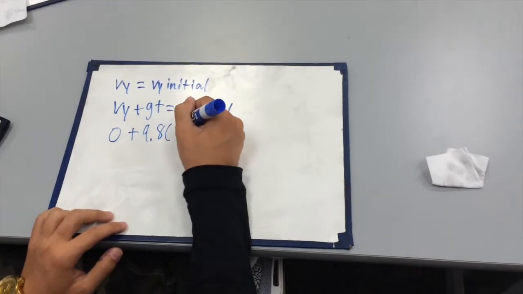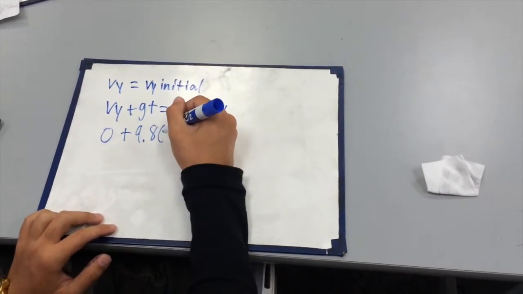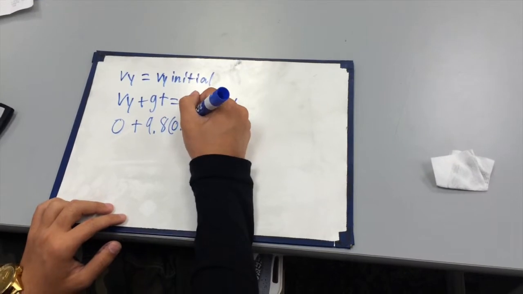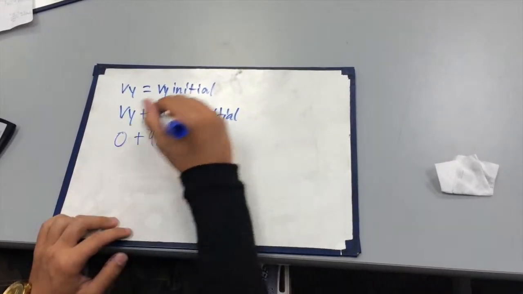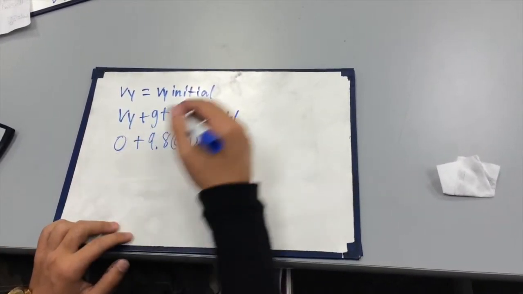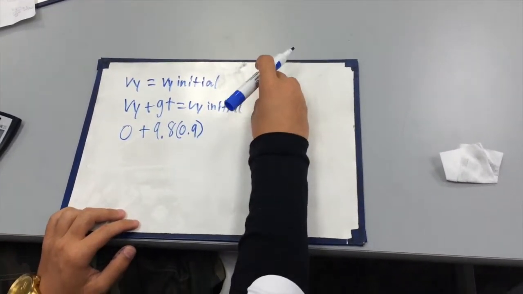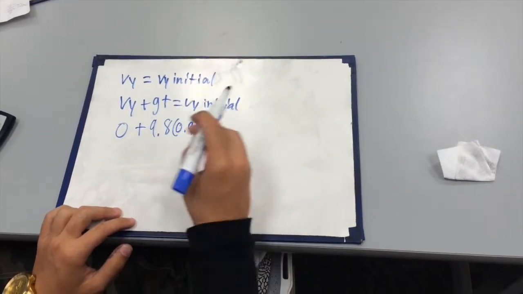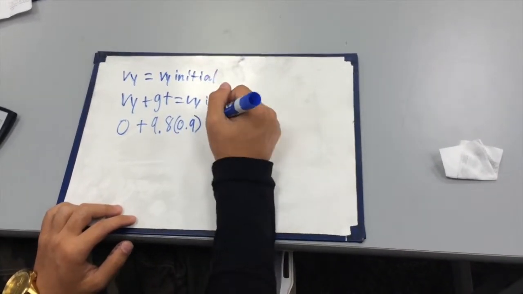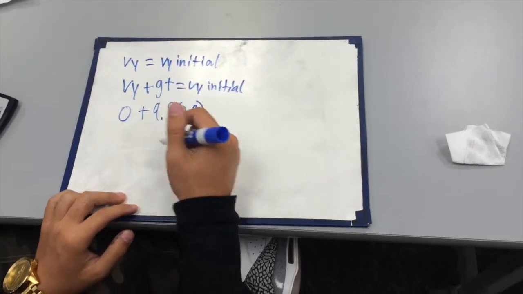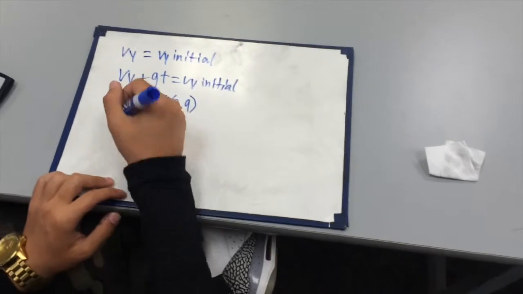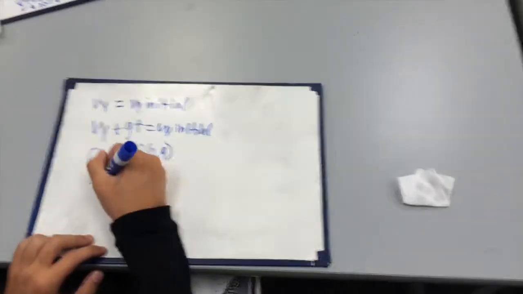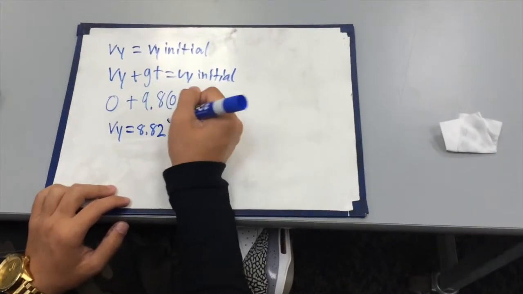And now we have the time. We'll put it in parentheses, and it'll be 0.9. 0.9 is the time that it took to get to its maximum height, where we are measuring from. So now let's calculate that. Once we calculate this, it will give us Vy equals 8.82.